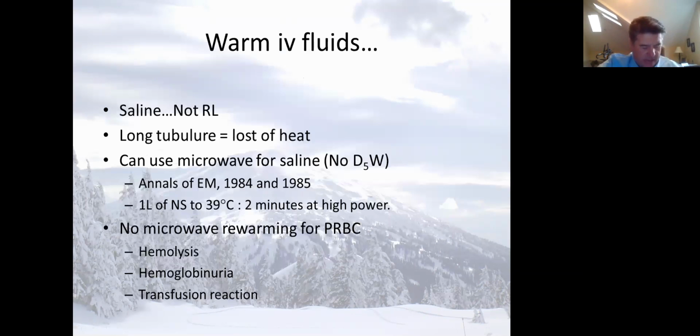Fluids, plain old saline. You're not going to use lactated Ringer's. Use shorter tubes if possible, because the longer the tube, the more heat you can lose. You can microwave, as I said, 1 liter of normal saline to 39 centigrade. That's about 2 minutes at high power in most standard microwaves. Don't use microwaves for blood. Blood comes from the lab cold, so if you have to give blood, you're going to give it cold, because if you microwave blood, you get hemolysis and breakdown.